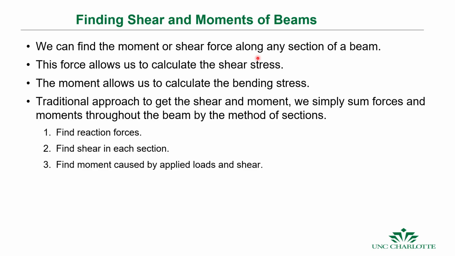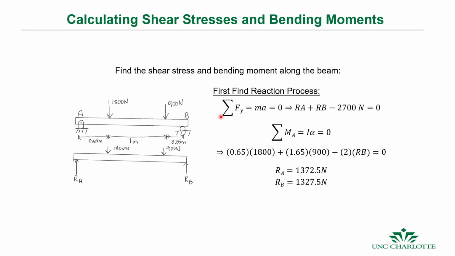Before we go too far, I'll just give you a quick review of shear and moment diagrams. The traditional approach is we just sum the forces for a cross section. It's called the method of sections, where we cut the beam, find the reaction forces, find the shear in each section, and then find the moment. And then we can go from there to get our slope and deflection. All right, so this is just a simple example.